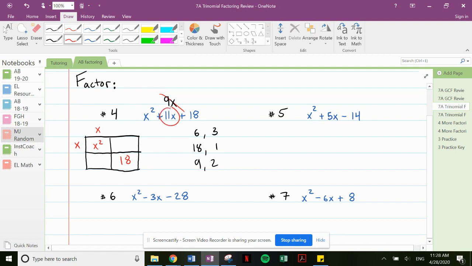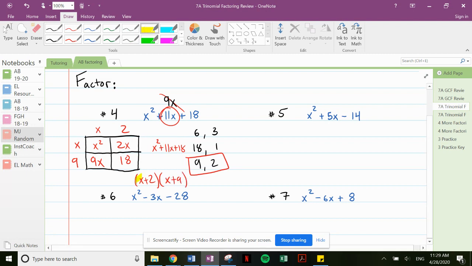Well, you're probably thinking, Mr. Johnson, if we want to add to 11x, how about 9 and 2, since those add to 11? Exactly. We want to choose numbers that are going to multiply to the third term, 18, but also add to the middle term, 11. So it doesn't matter if you put the 9 here or the 2 here and the 9 there. We get 2x, 9x. Those add to 11x in the middle. So my final product would be x squared plus 2x plus 9x, 11x, plus 18. That's what I want. So the answer would be the factored form, which would be written as x plus 2 times the quantity of x plus 9.